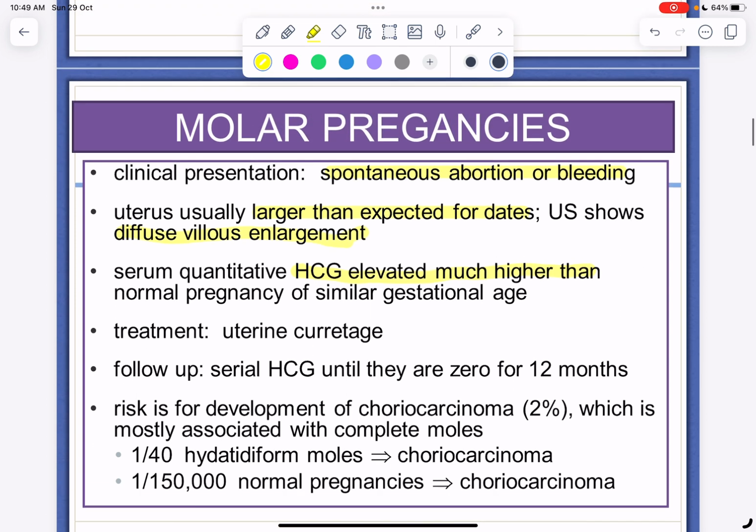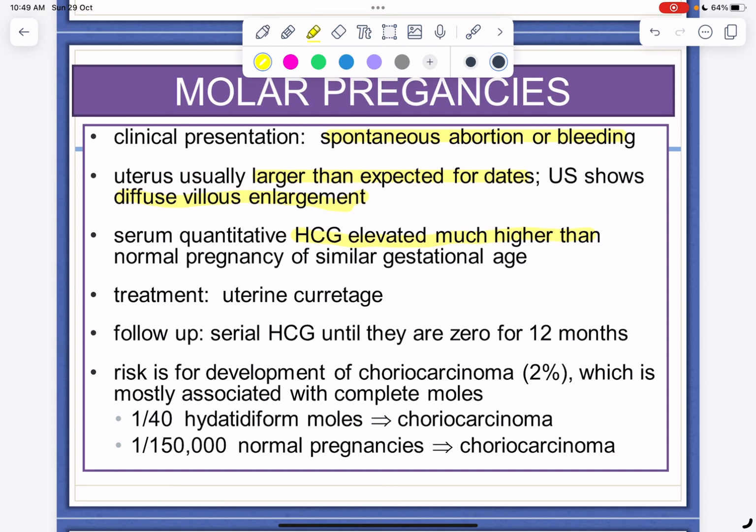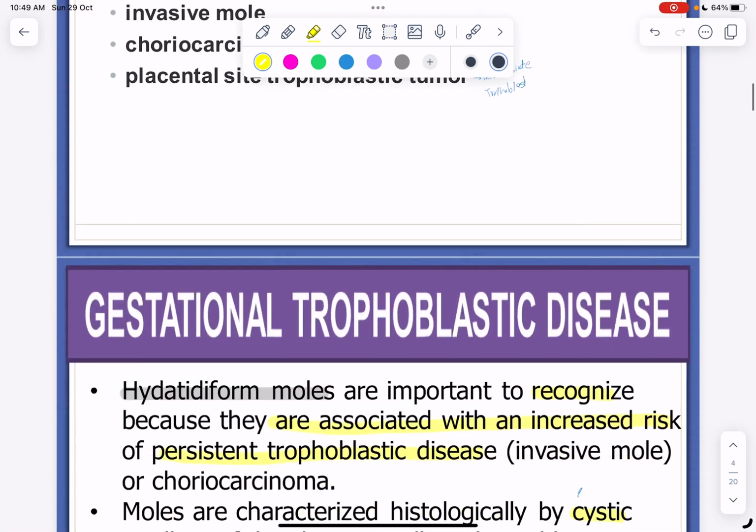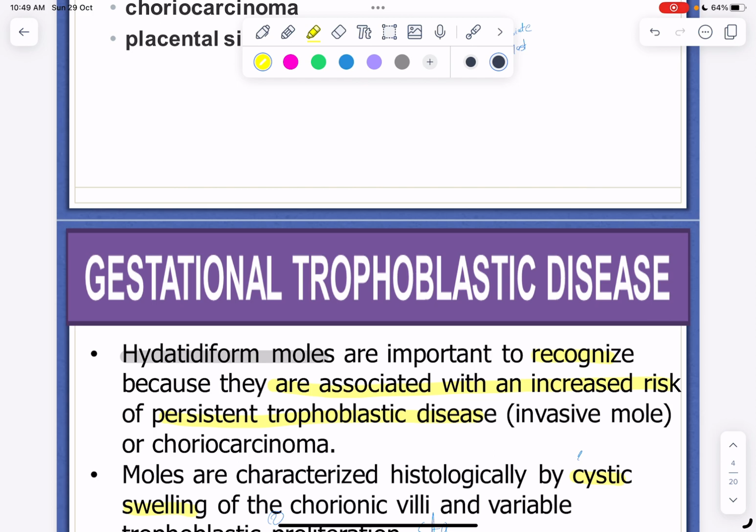Suppose that the pregnancy is at 9 weeks, the HCG will be 1,000. If it transforms to hydatidiform, it will be 3,000. That means the serum quantitative HCG is much higher than in a normal pregnancy of similar gestation. These cases occur only in pregnant women. Yes, this is a gestational trophoblast. I asked you from the start what the name of this is. Gestation means pregnancy.